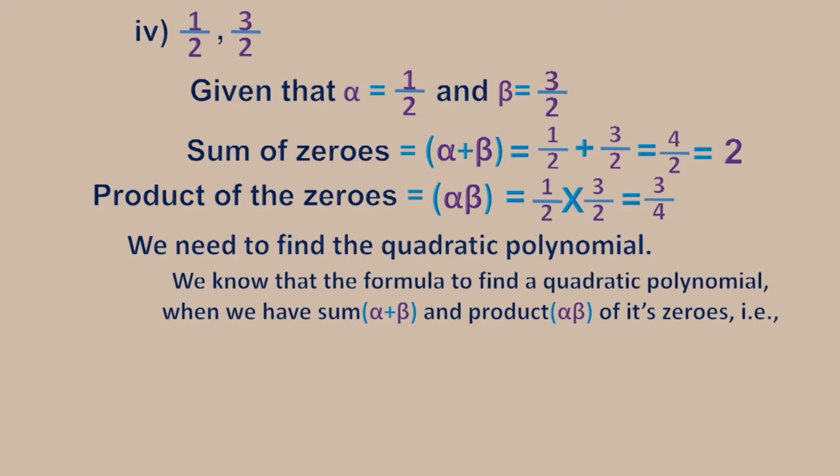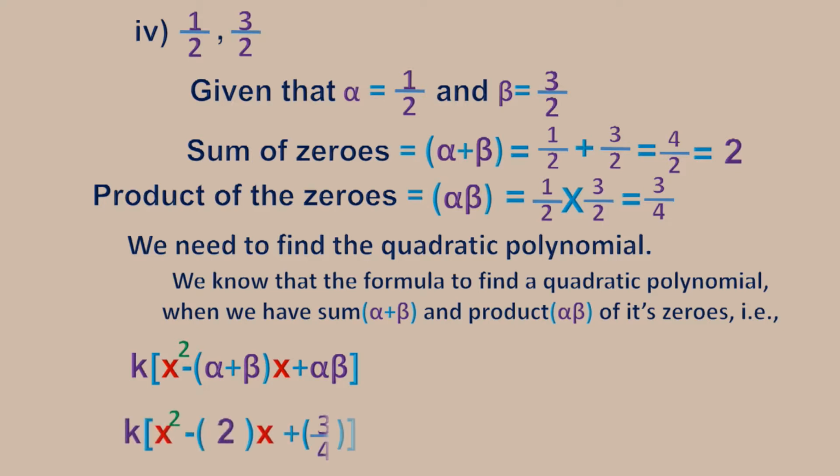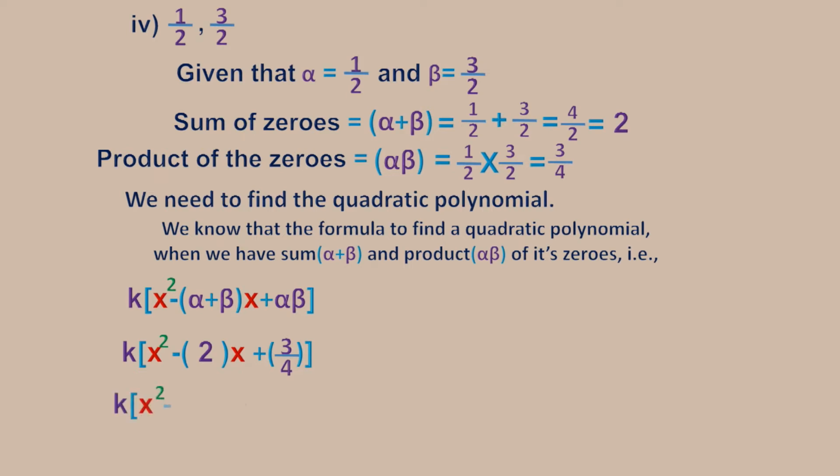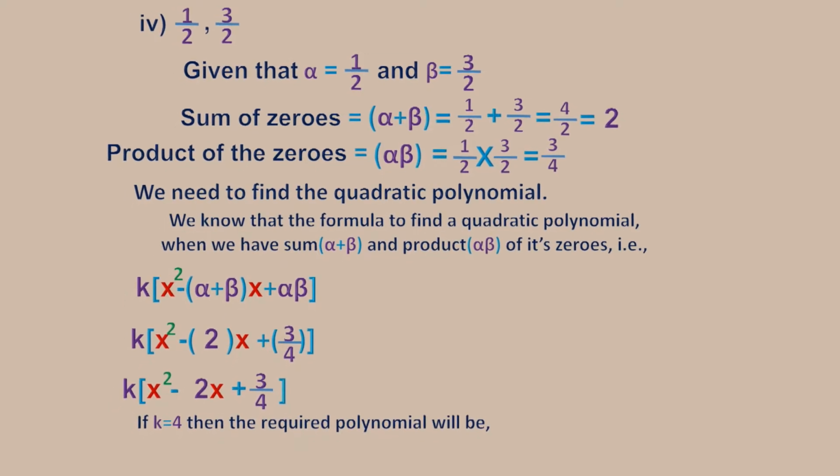So what is the formula for finding the quadratic polynomial when we have the sum and the product of the zeros of a quadratic polynomial? Yes, that is k into x square minus alpha plus beta into x plus alpha into beta. And here if we substitute the corresponding values of alpha plus beta and alpha into beta, we get k into x square minus 2x plus 3 by 4. Here if we take the k value as 4, and by substituting k equals 4 and simplifying it, we get the required polynomial as 4x square minus 8x plus 3.